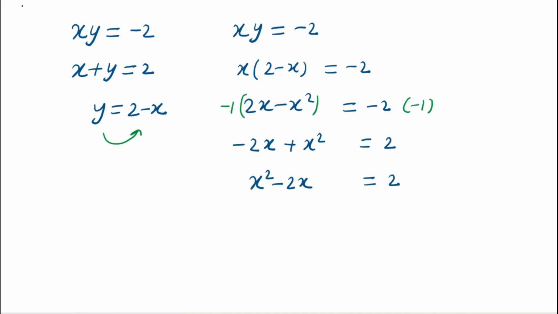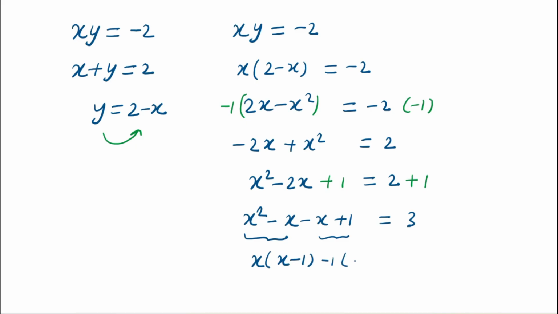If we add 1 to both sides, then on the left hand side this expression is a perfect square. Here we will apply middle term split, x square minus x plus 1 is equal to 2 plus 1, which is 3. Look carefully, in the first two terms, if we take x common, then here x minus 1, and here, if we take minus 1 common, then you will get x minus 1. This is equal to 3. Here x minus 1 is a common factor, so if we take x minus 1 common, then inside the bracket x minus 1 is equal to 3. X minus 1 times x minus 1 is x minus 1 whole square, and this is equal to 3.